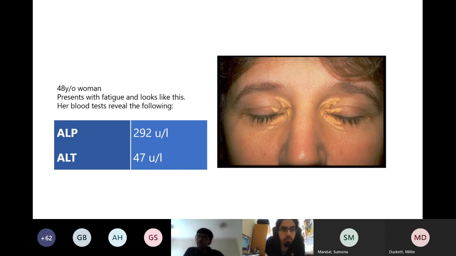So, what sign is shown in this photo? Yeah, so these are xanthelasma. And what set of conditions do things like xanthelasma and xanthomata usually go along with? This isn't the answer to this question, but what set of conditions are they common in? Yeah, so hyperlipidemias is what you're usually thinking about. So this person has these, but she also has a massively raised ALP and a slightly raised ALT. What could be causing that?